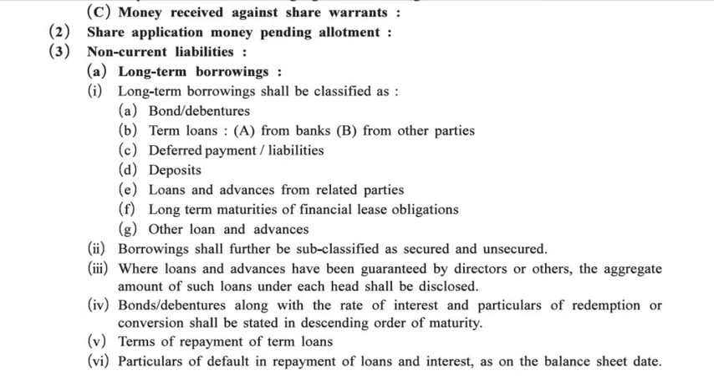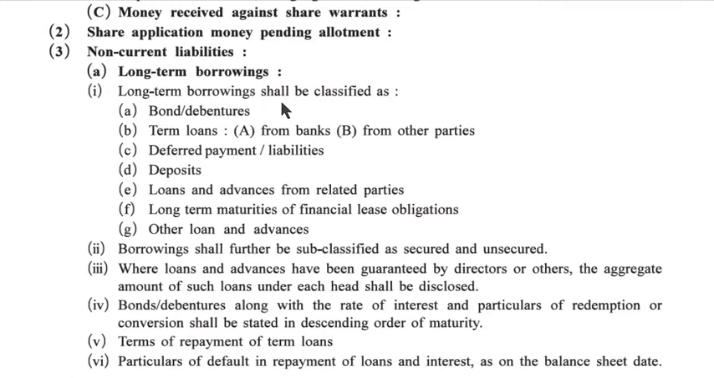In the previous lecture we already completed up to the objective of preparing the financial accounts of a company. Now today, see money received against share warrants. Second, share application money pending allotment. And third, non-current liabilities. In non-current liabilities, first one, long-term borrowings.